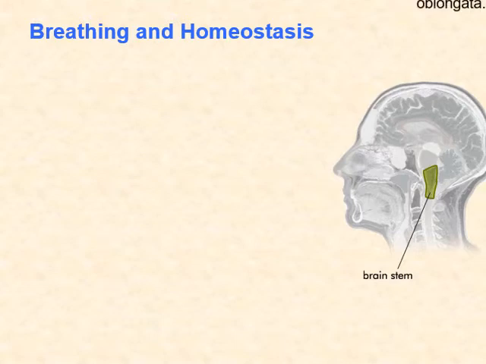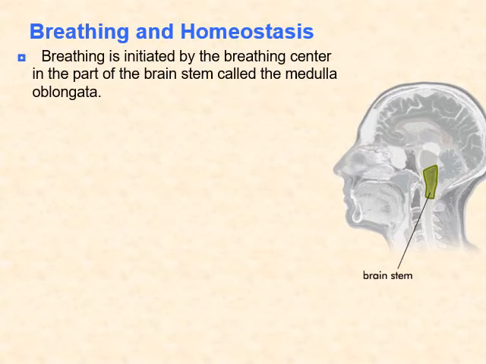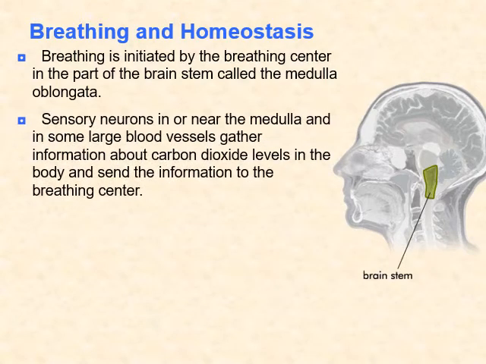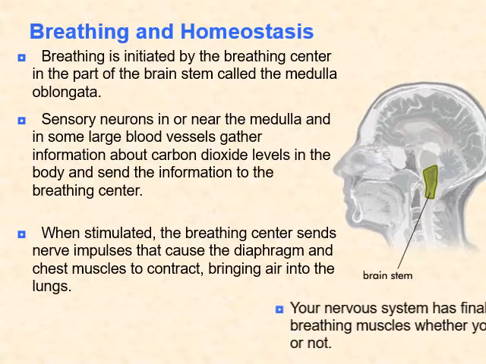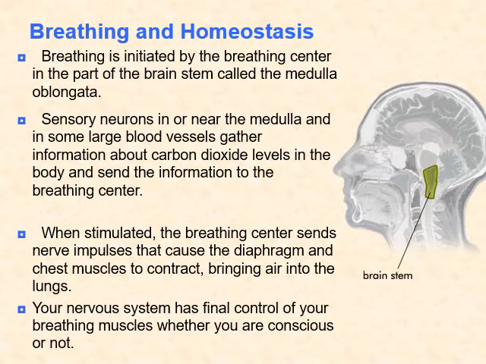Breathing and homeostasis. Breathing is initiated by the breathing center in the part of the brainstem called the medulla oblongata. Sensory neurons in or near the medulla oblongata and in some large blood vessels gather information about carbon dioxide levels in the body and send the information to the breathing center. Then, when this breathing center is stimulated, it sends nerve impulses that cause the diaphragm and chest muscles to contract, bringing air into the lungs. Your nervous system therefore has final control of your breathing muscles, whether you are conscious or not.